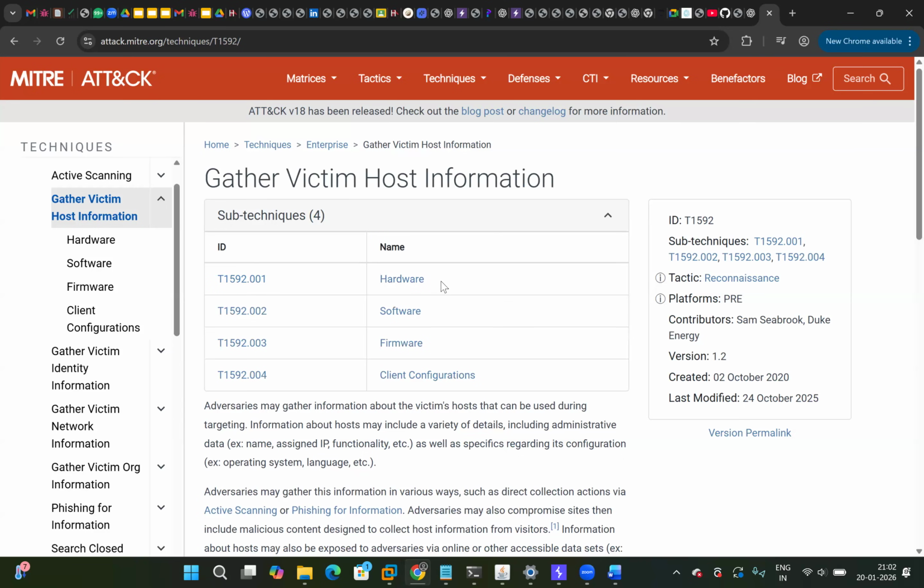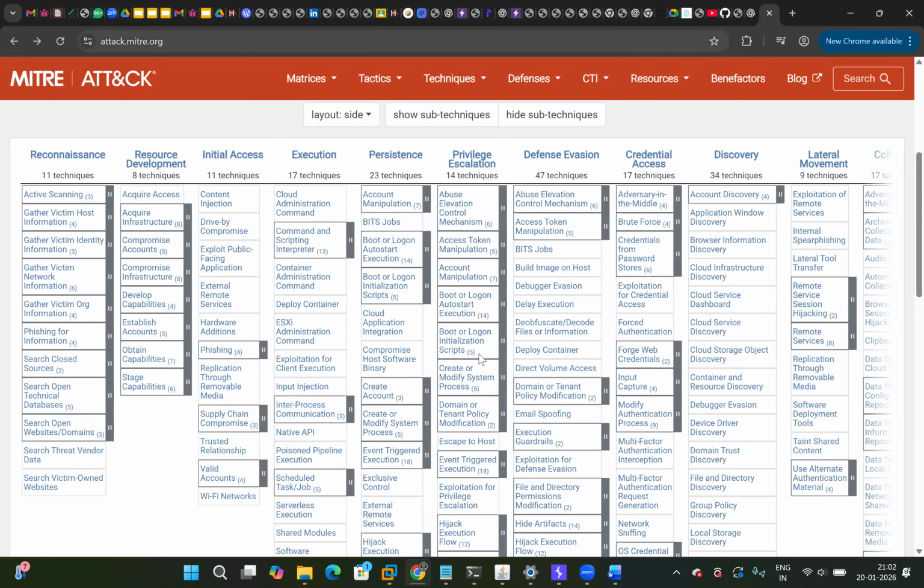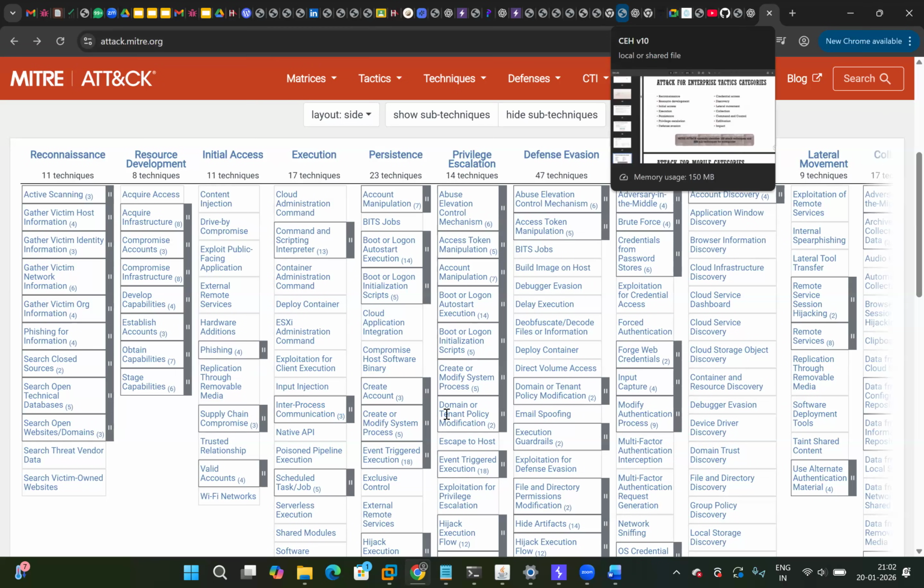So it could be on the hardware, it could be on the software, it could be on the firmware, it could be on the client configurations. Like that, every tactic will have various techniques, which are mentioned over here. So that is the same, here it is mentioned, right? So 188 attack techniques and 380 sub techniques.